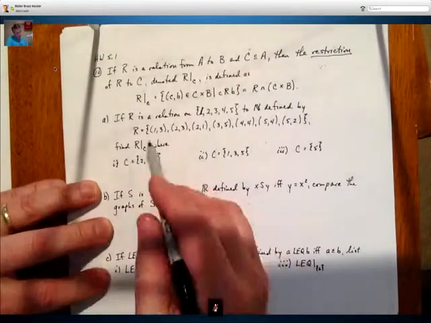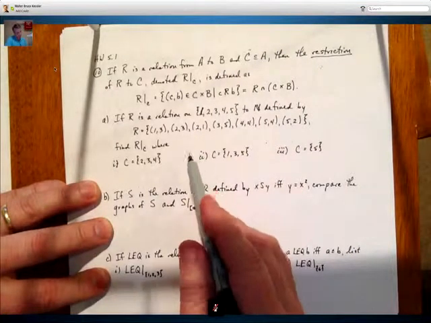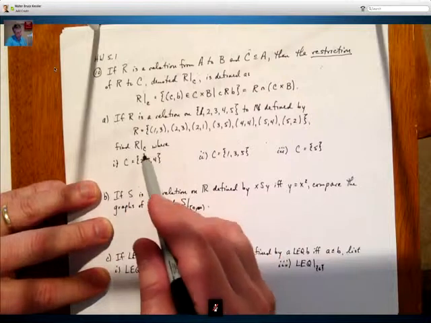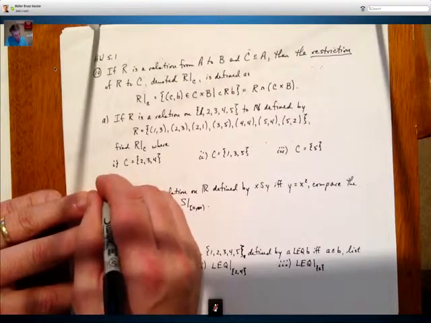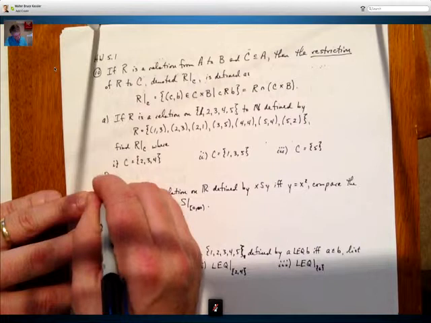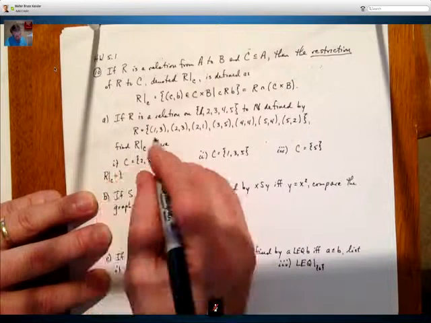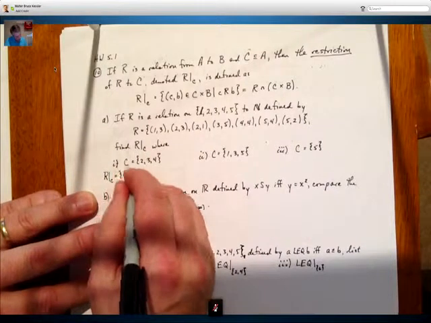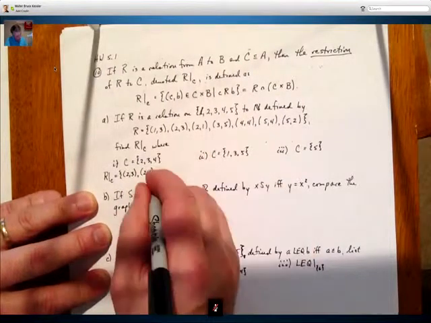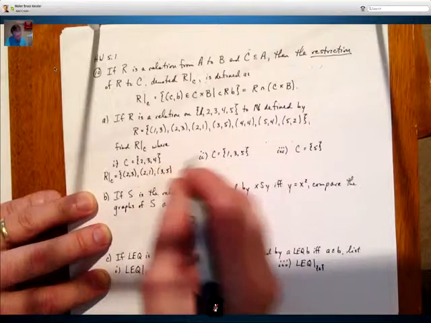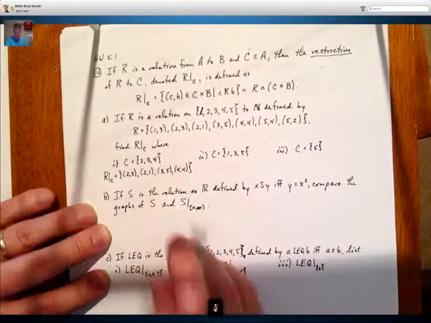So if this is our relation, here's the A part. If this is our relation on 1, 2, 3, 4, 5 going into the natural numbers, then find the restriction of R onto C, where C is 2, 3, and 4. So in that case, R restricted to C, we take everything that starts with a 2 or 3 or 4. So that's 2, 3, 2, 1, 3, 5, 4, 4, and that's it.